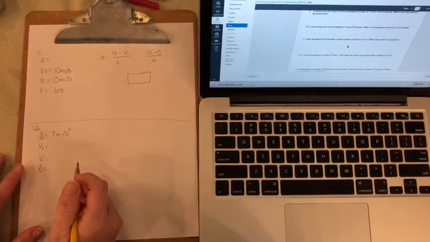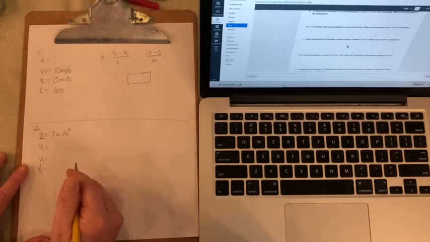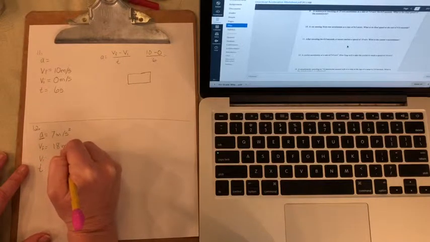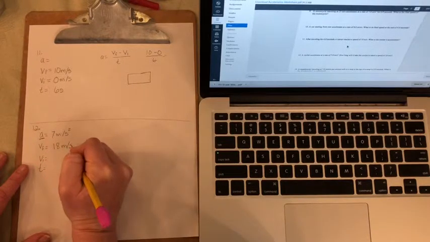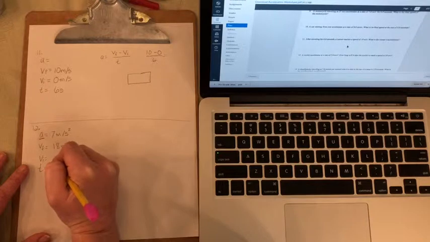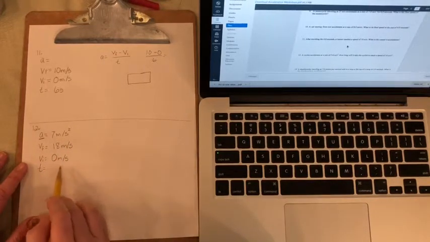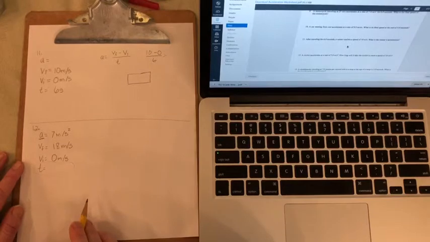And it says, how long will it take the cyclist to reach a speed of 18? So the final speed, because how long will it take to reach, so that's their final speed, 18 meters per second. And so obviously, again, the cyclist was at a dead stop when they started. So that's 0 meters per second. And so what you're looking for is the time.